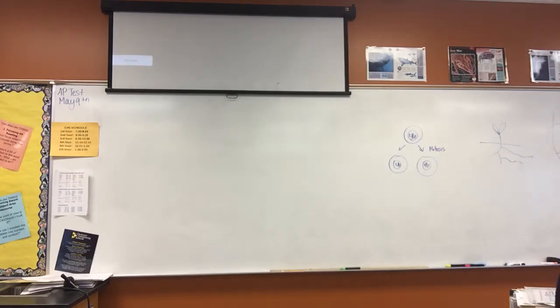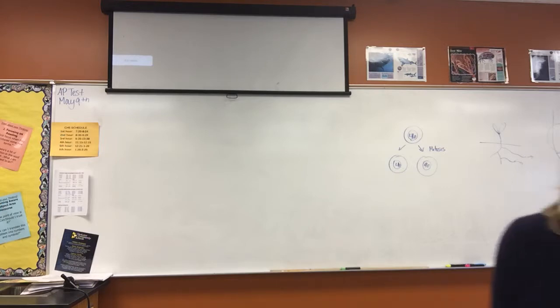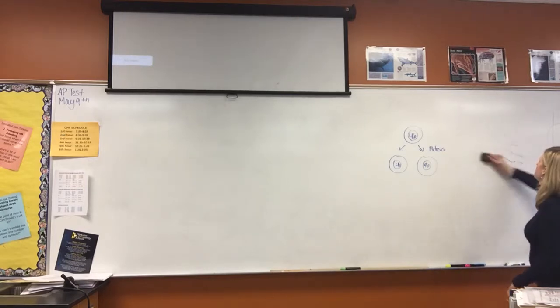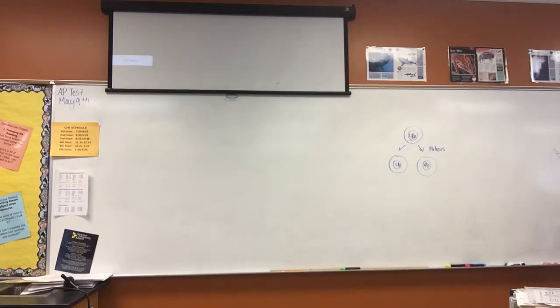So mitosis is one type of cell division that we have in humans. And we have another type of cell division called meiosis. And we have two different types of cell division because we have two different types of cells that we make. Can somebody remember from the notes, what are the two categories of cells that we have in our body?